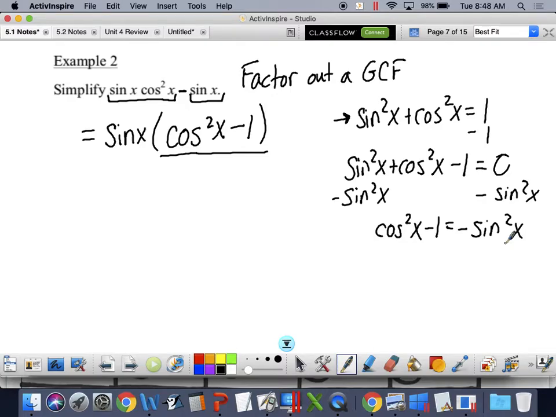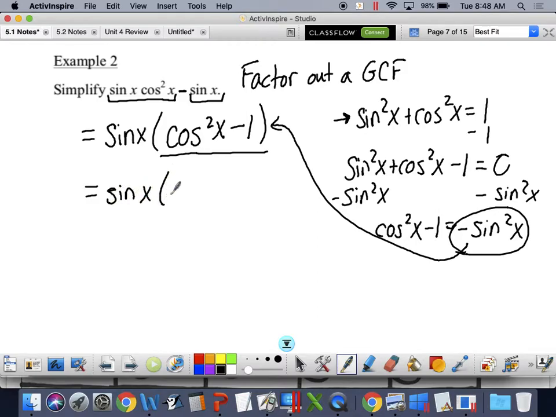So this is kind of what I say, if we can derive something from the identities given to us, we can use those as identities as well. I'm going to take the negative sine squared x and plug it in right there. So I get, won't do the negative yet, I get sine of x times negative sine squared x. I then multiply those together. I get negative sine cubed x.